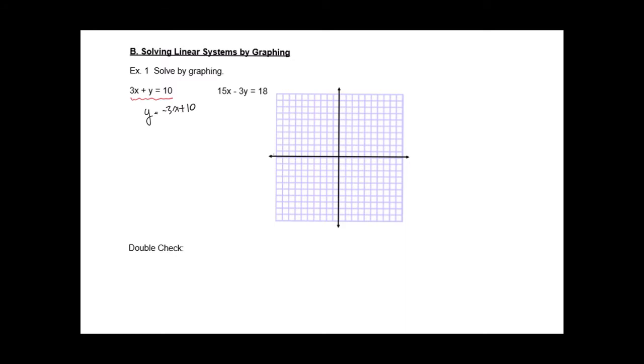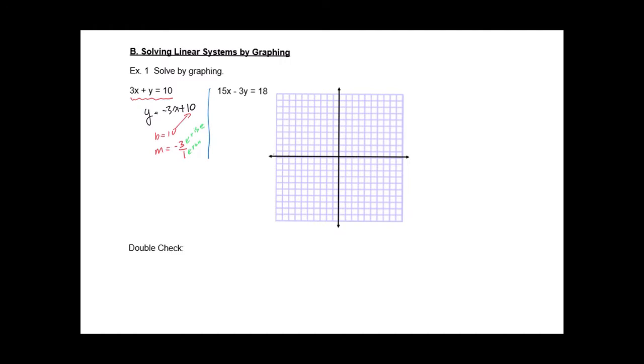So it says here that my y-intercept is 10 and my slope is negative 3 over 1, where this is my rise and this is my run. The same can be done for equation number 2, which I'm going to separate by this blue part here.